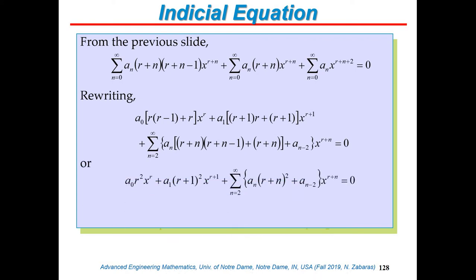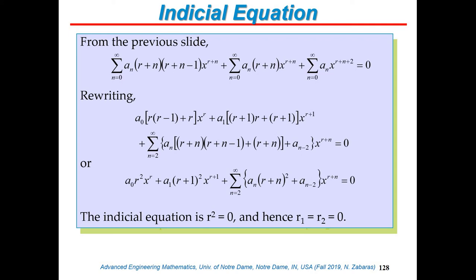Now we can simplify a little bit the brackets here. We have r squared minus r plus r, so you have an r squared. You have something like this. And I remind you, this is again for the 0th order Bessel function. So the indicial equation for this particular case is given by this term here. It's r squared equal to 0, so we have two solutions that are equal, and they're equal to 0.